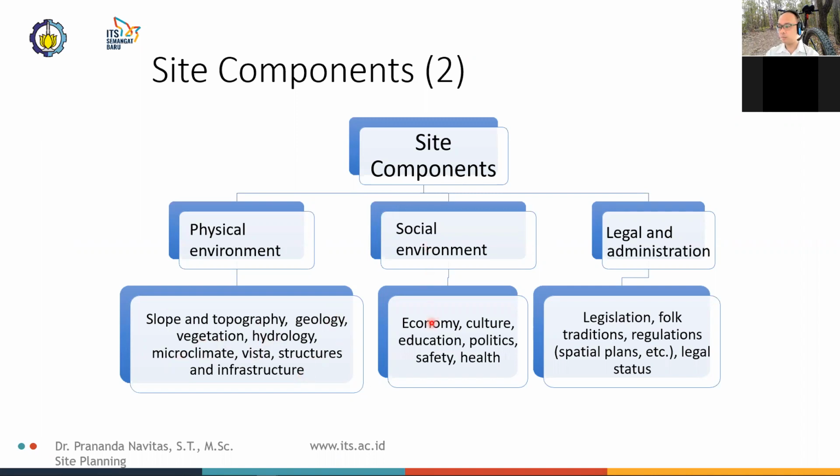And then you have the social environment, or social components: the economy, the culture, the level of education, politics, health and safety, and so on. Then the legislation, maybe there are folk traditions that have something to do with the religion and the system of belief. Are there any spatial plans to consider, and the legal status of the land itself?